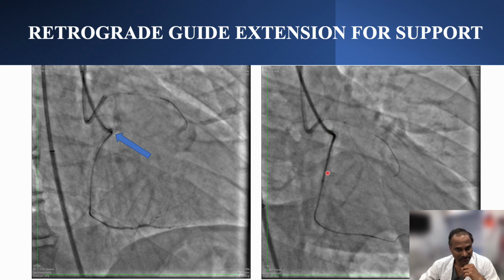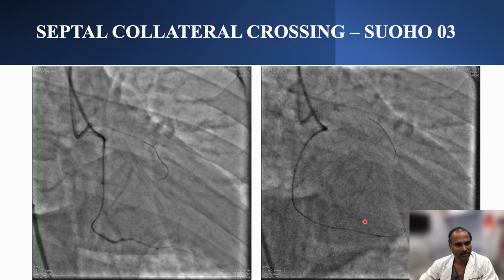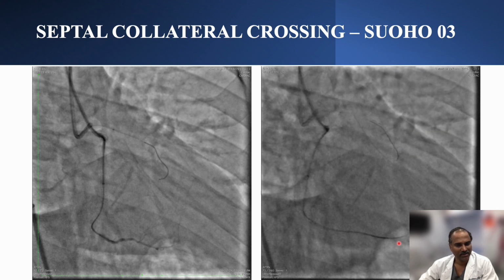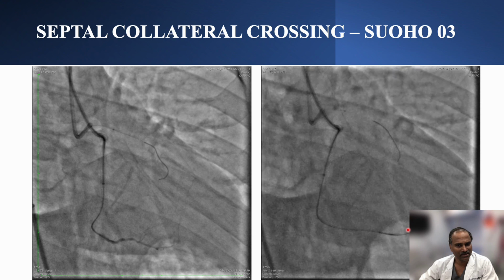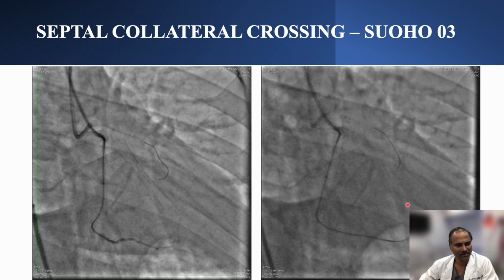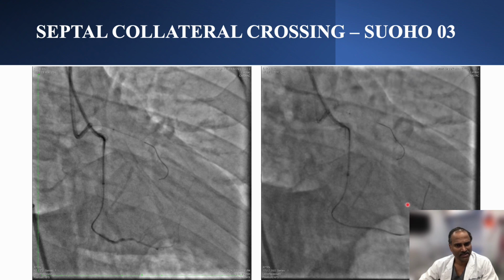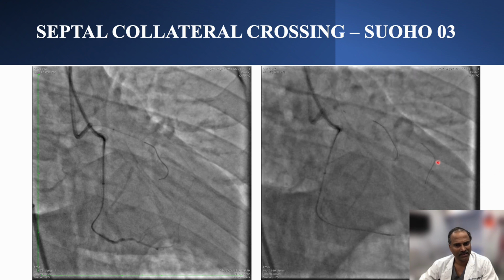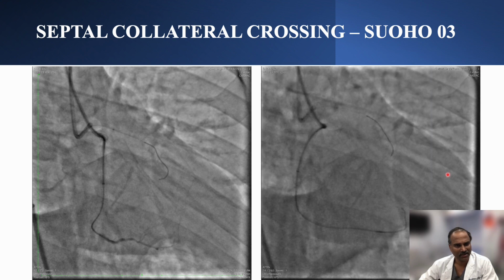And also a guide extension gives an extra backup to your retrograde guide and makes your microcatheter travel across the septal much easier. So this is a guide extension, and you can see we crossed the septal quite easily with the Corsair. This is a Corsair. You can see, within a few seconds, in 10 seconds, we got through the septal into the LAD. Yeah, this is how we reached LAD.